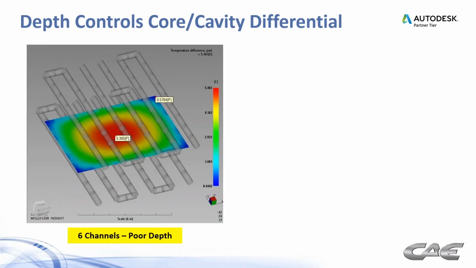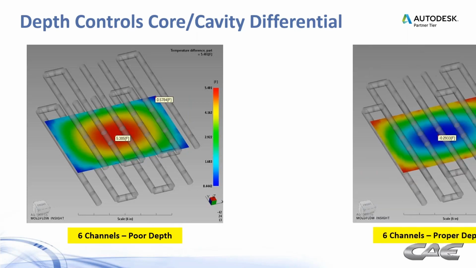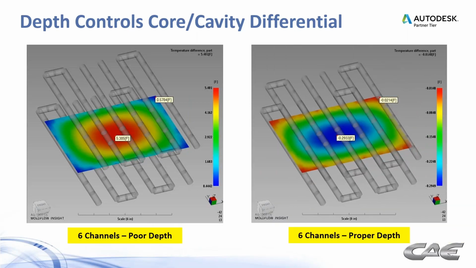And then we have the depth, the distance between the channel and the part surface itself. This is going to control our core and cavity differential, and that core and cavity differential can play into warpage effects, of course. So with 6 channels here, we've got good pitch, but now we have to talk about depth. Are we the right depth away from the part?